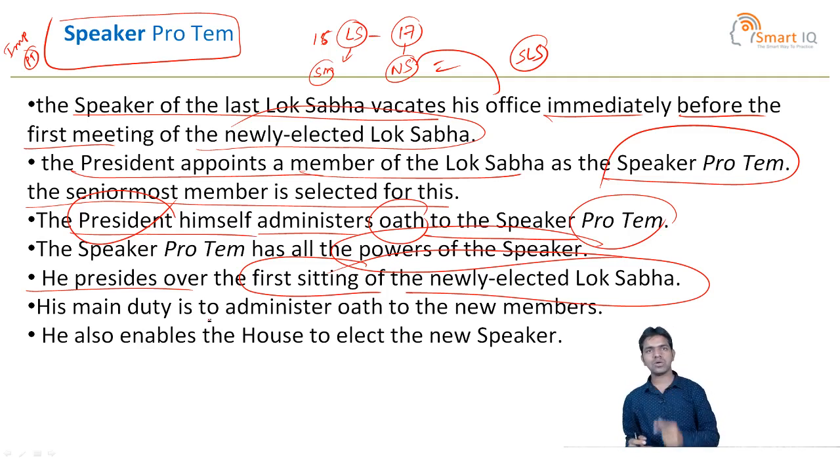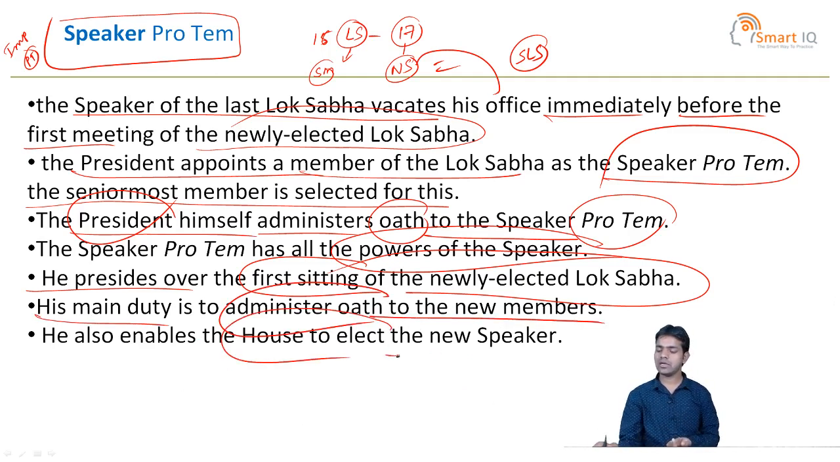That is called the pro tem Speaker, and his main duty is to administer the oath to the new members, and it also enables the house to elect the new Speaker. These are the important functions of the pro tem Speaker: he administers the oath to the new members, and he enables the House to elect the new Speaker. These are the important powers and functions of the pro tem Speaker.